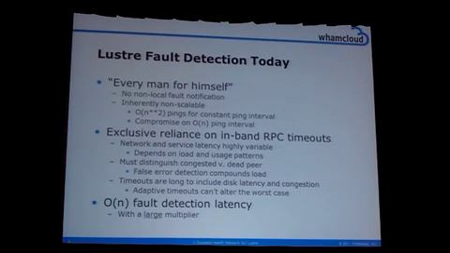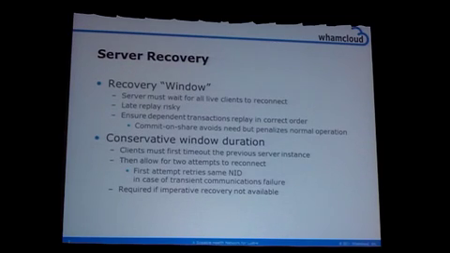So what that means altogether is that when you're exclusively relying on in-band RPC timeouts and pingers like this, you have an order n fault detection latency. So double the size of the machine is going to take you twice as long to discover a failure. And unfortunately, the multiplier on the order n is really large. The place this really gets you is in server recovery.